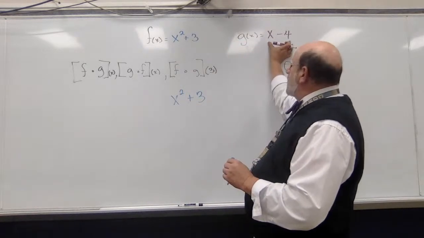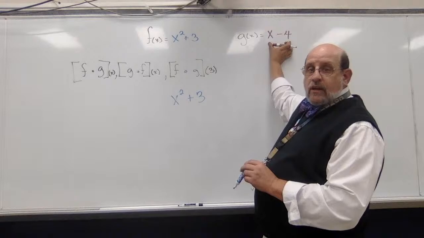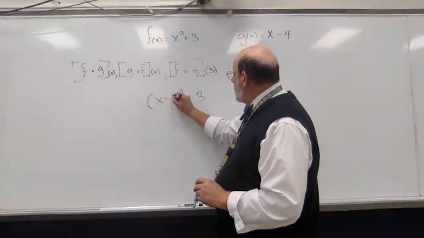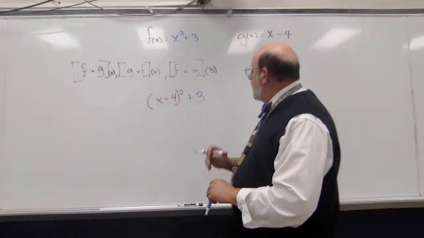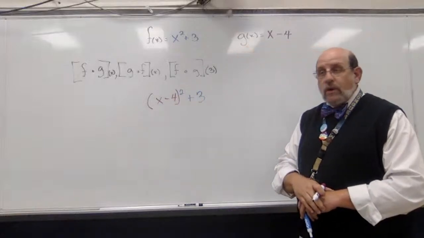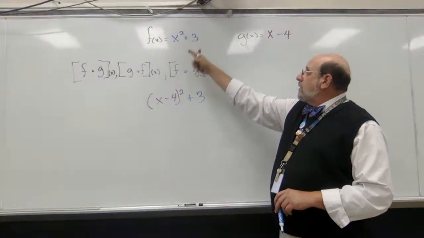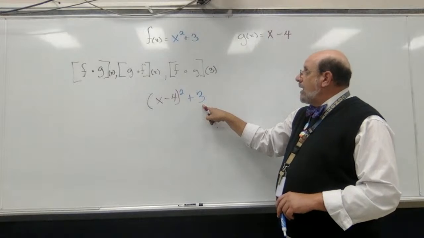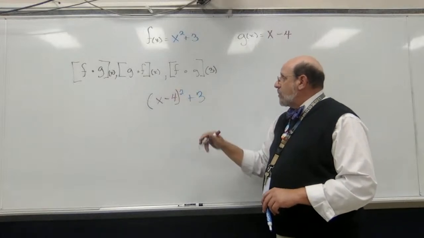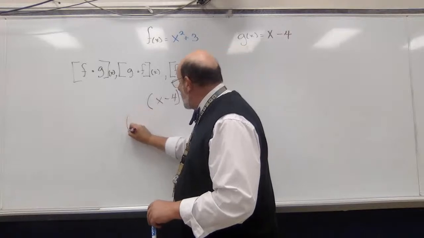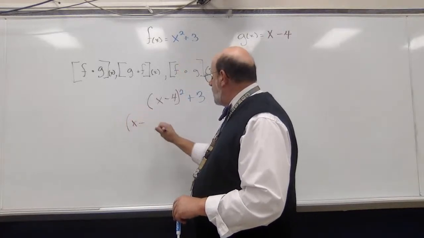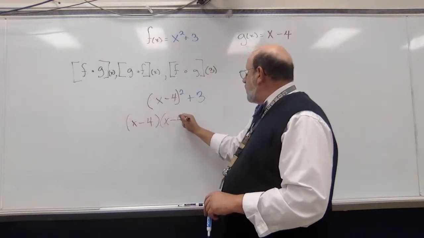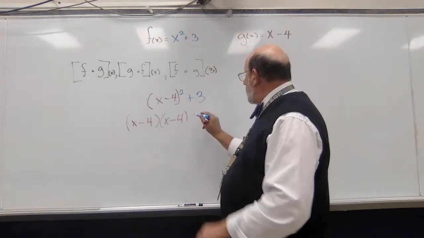Well, where is there an x here? Right here. So what I'm going to do is take this x minus 4, and then I'm going to square it, because that's what it says. x minus 4 squared plus 3. Now, I have to square this. What this means is x minus 4 times x minus 4 plus 3.